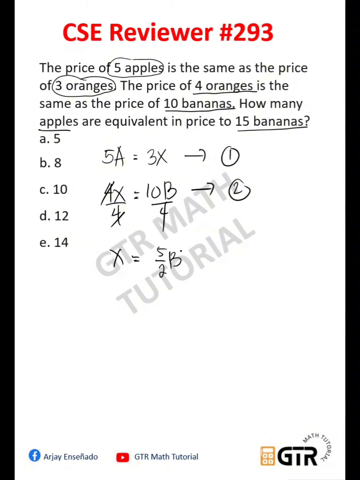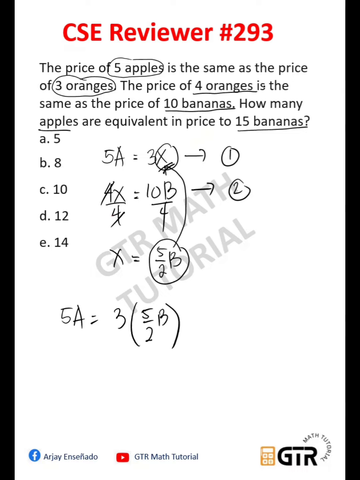And then let's substitute this, x is equal to 5 over 2 b, in equation number 1. Therefore, we have 5a is equal to 3 times the value of x, which is 5 over 2 times b. We want to find how many apples are equivalent in price to 15 bananas.